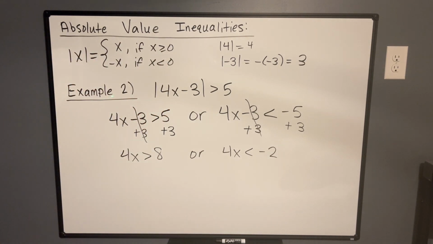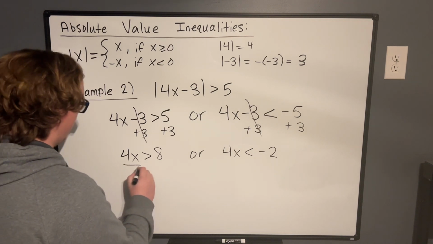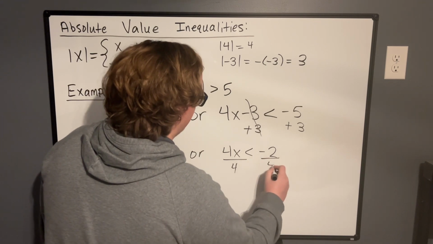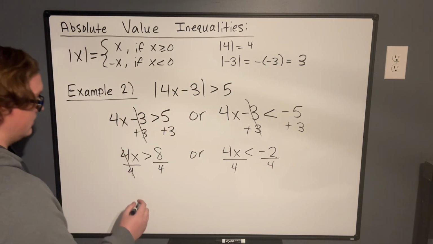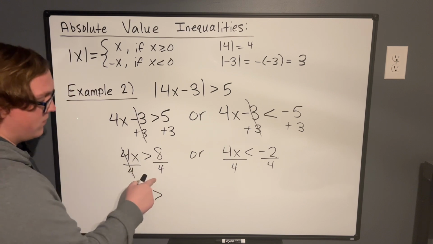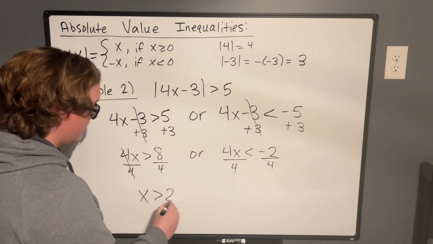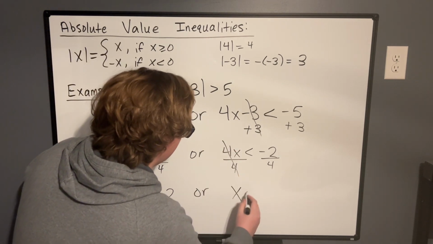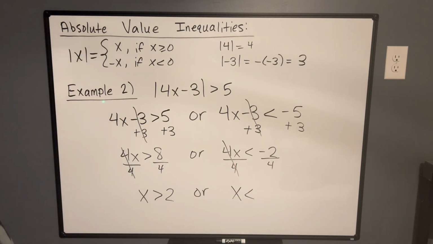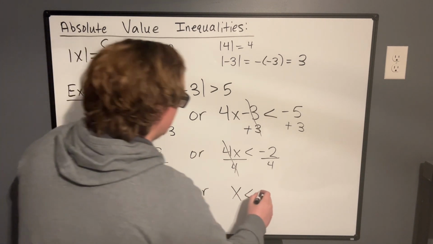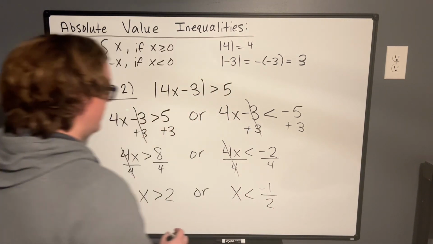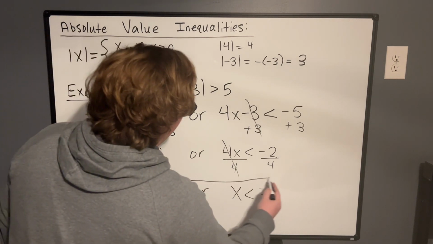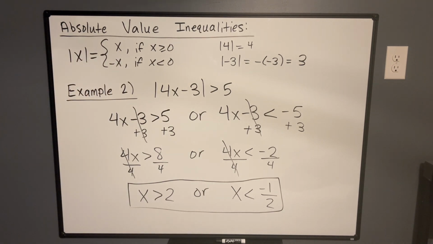And then to solve my inequalities for x, I need to divide by 4 on both sides for both of these. So I'll divide by 4 here, divide by 4 here. On this side, the 4's will cancel, and we'll get x is greater than 8 over 4, but 8 divided by 4 is just 2. And then I have "or," on this side the 4's cancel, and I get x is less than negative 2 over 4, which is the same thing as negative 1 half. So these are my two solutions. I have either x is greater than 2 or x has to be less than negative 1 half.